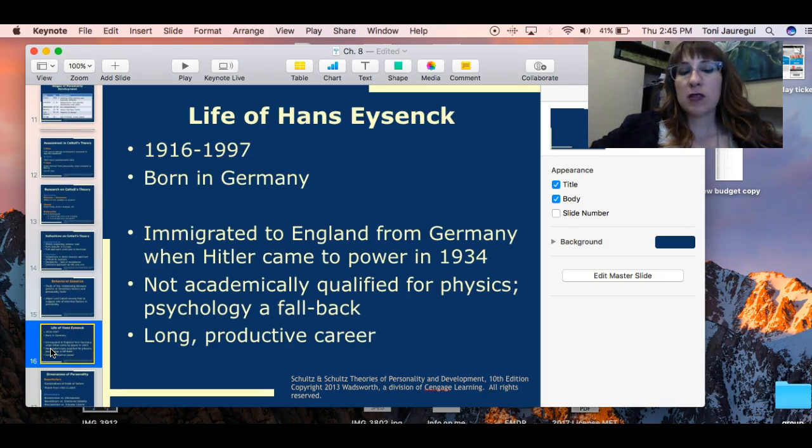Now we have the life of Hans Eysenck, born in Germany, who immigrated to England from Germany when Hitler came to power. He was not academically qualified for physics, so psychology was a fallback, and he had a long, productive career.